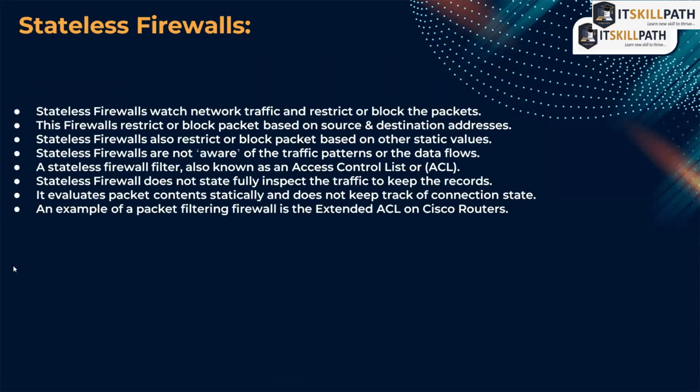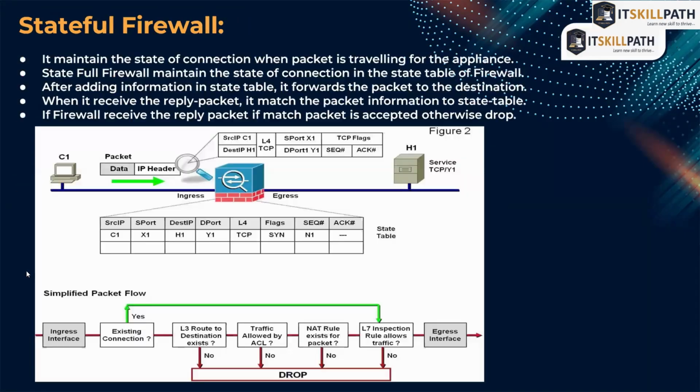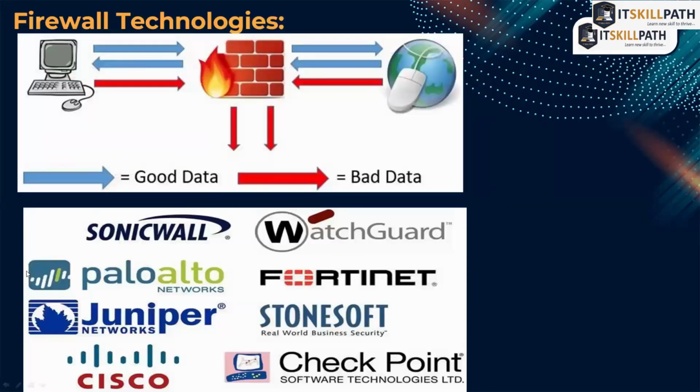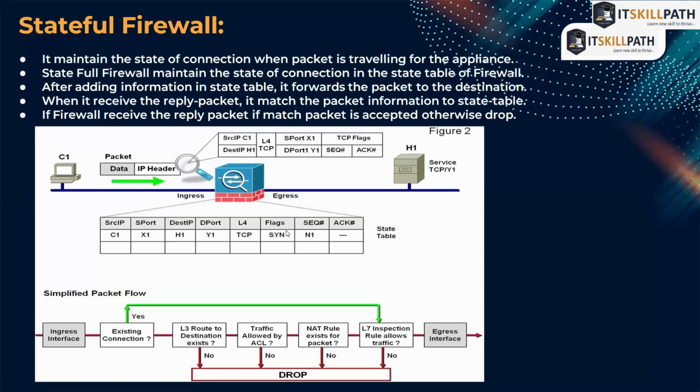Then first we'll understand what a stateful firewall is. That was the second generation firewall. The first generation was the packet filtering firewall. So what is a stateful firewall? Before going to the next generation firewall, we'll go through the types of firewall, then we'll jump to the next generation firewall and the Palo Alto firewall.